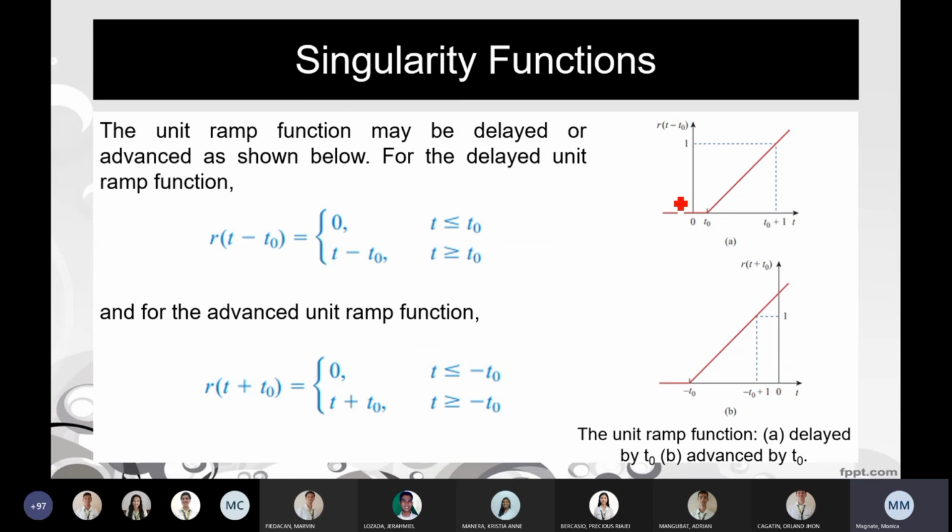So, the unit ramp function may be delayed or advanced as shown below. So, kapareho lang din ng class ng unit step function. So, pwede siyang delay or advance. So, maglalagay lang tayo ng t minus t sub 0 kapag delay, tapos pag advance naman, t plus t0. Okay, so, ganun lang din siya.